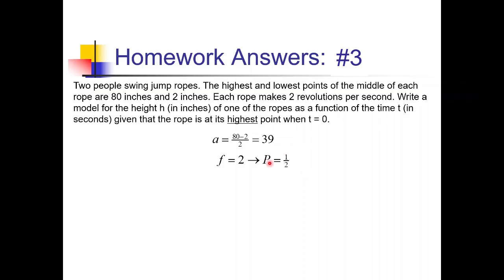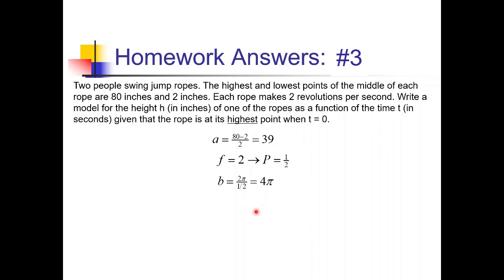And to get the B value, the horizontal stretch factor from the period, we have to do 2 pi divided by the period. So 2 pi divided by 1/2. Same change flip, that's really 2 pi times 2 over 1, which is 4 pi. So that's our B value that makes it into our formula.